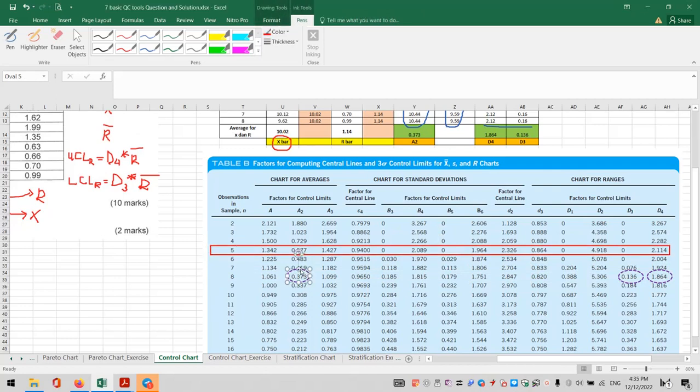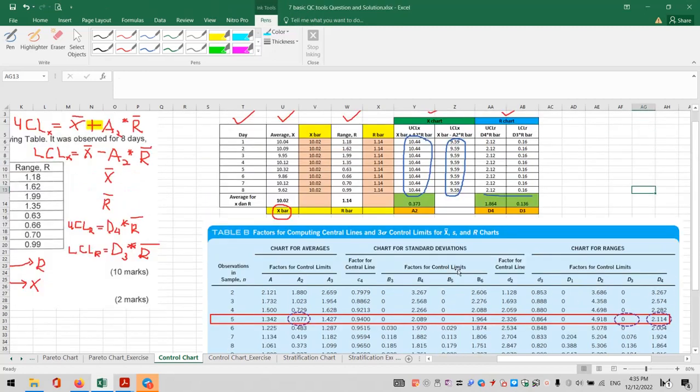And here is A2. D3 is 0. D4 is 2.114. So you just substitute here. A2 is 0.577, and then D4 is 2.114. Enter. And here for D3, it is 0.